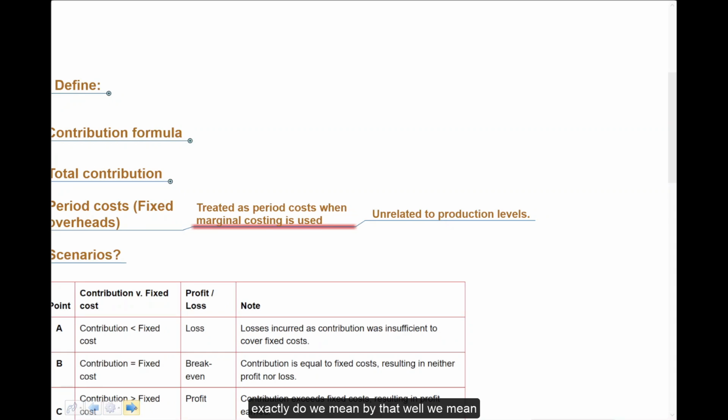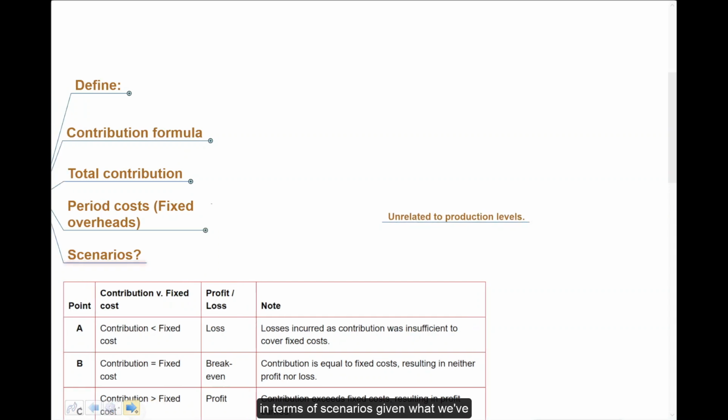Now, what exactly do we mean by that? Well, we mean a period. We mean 1 month. We mean 1 quarter. We mean 1 year. We, broadly speaking, expense those fixed costs in that period. They don't get carried over in any way, and as it says right in the end, they're not related to production levels. I can produce 50, 5,000, 1 million. At the end of the day, those period costs or those fixed overheads are charged to that month. They're charged to that quarter. They're charged to that year.